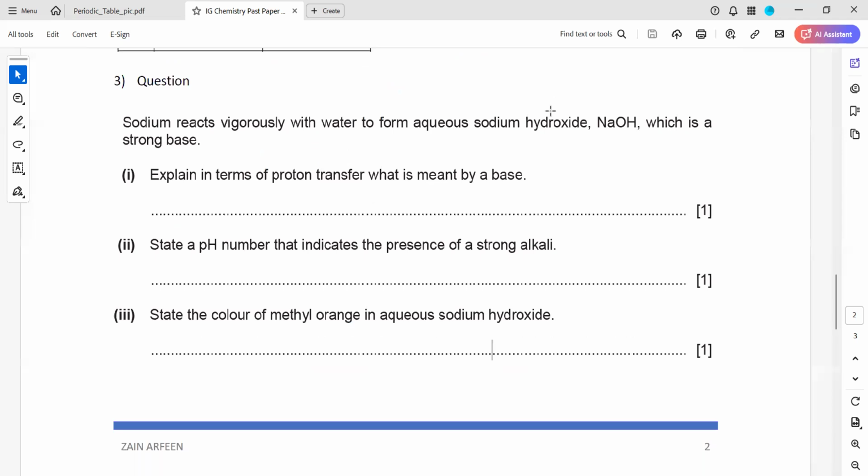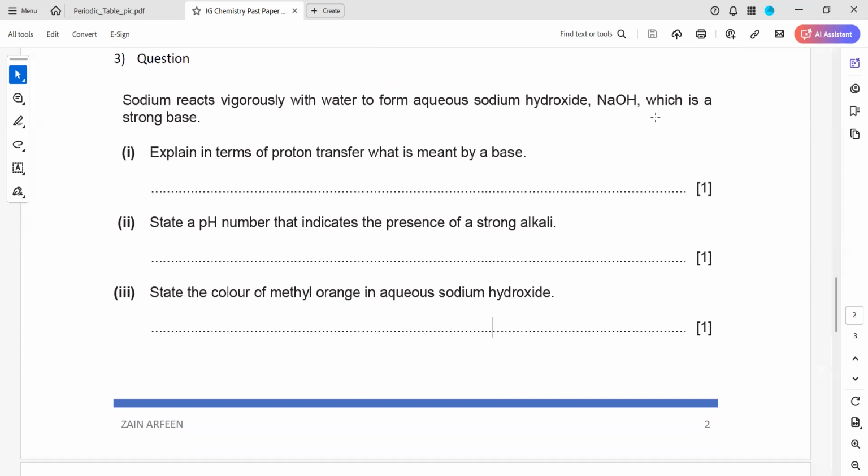In question 3, sodium reacts vigorously with water to form aqueous sodium hydroxide, which is a strong base. Explain in terms of proton transfer what is meant by a base. Acids are proton donors, so what are bases? Proton acceptors. Proton acceptor means it will take a proton. State the pH number that indicates the presence of a strong alkali. 14.